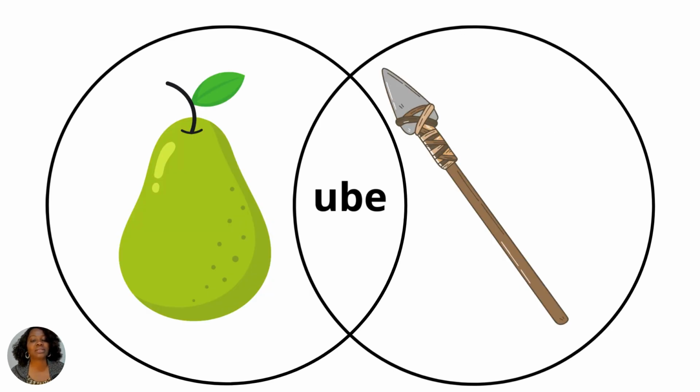And we get to this other word, ube. That's how we spell it. Ube for pear, which is a fruit. Ube, pear. Then we have ube, spear. You can see the spear is a weapon of war or hunting. Ube, fruit. Ube, this is ube. Okay.